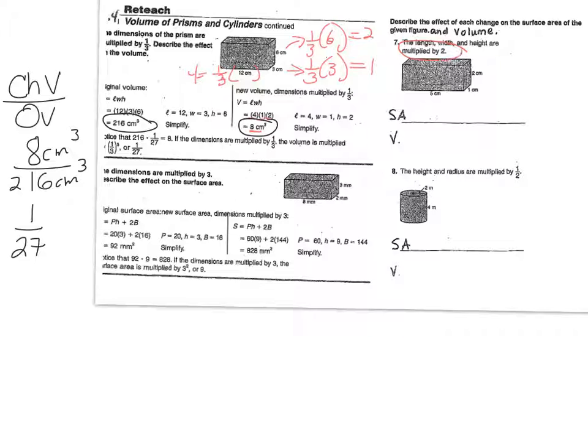In this case, the dimensions are multiplied by 2. So volume would be multiplied by 2 to the what power? Third power. And what is 2 to the third power? It's 8. Okay, and the same thing for this one. What's going to happen to the volume? It will be multiplied by 1/2 to the what power? Third. And 1/2 times 1/2 times 1/2 is 1/8.